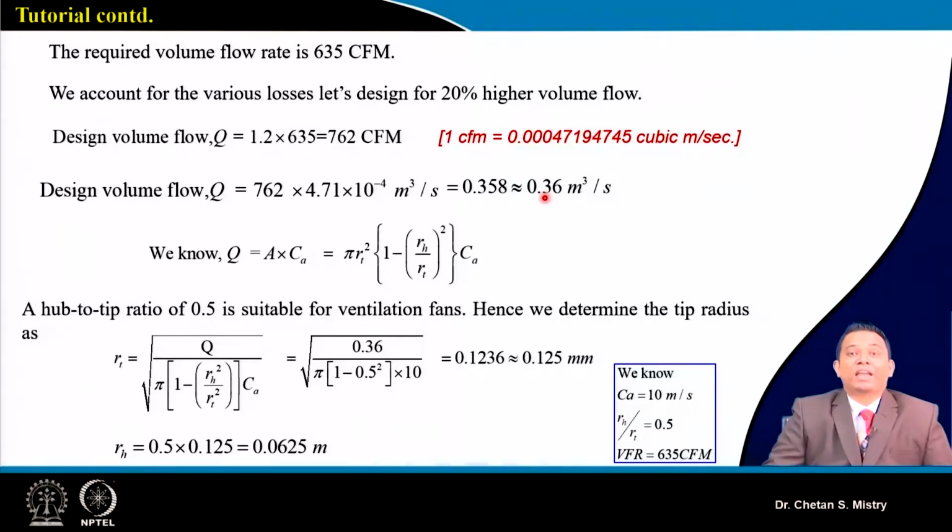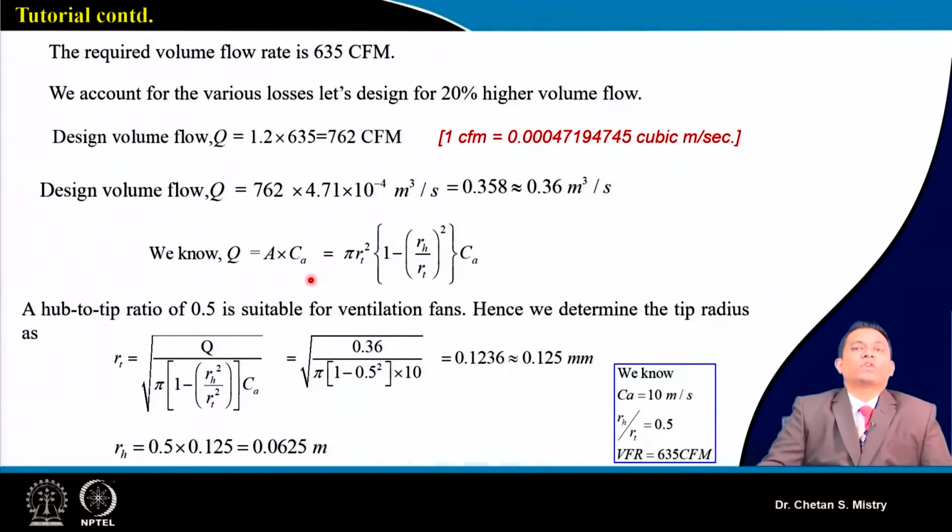If I multiply that with density, that gives me kg per second. So you can imagine this mass flow rate is on the lower side. Now this volumetric flow rate we write in terms of area into axial velocity. This area we represent as pi r square, and we write it in terms of the hub to tip ratio.